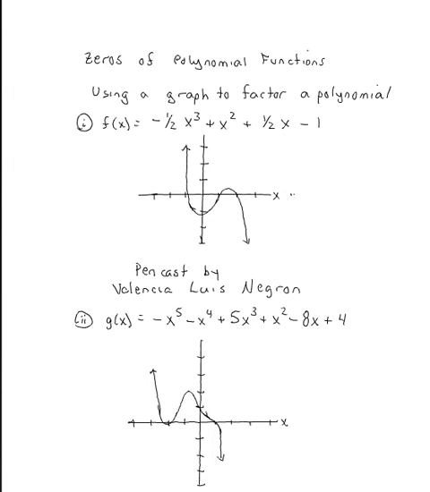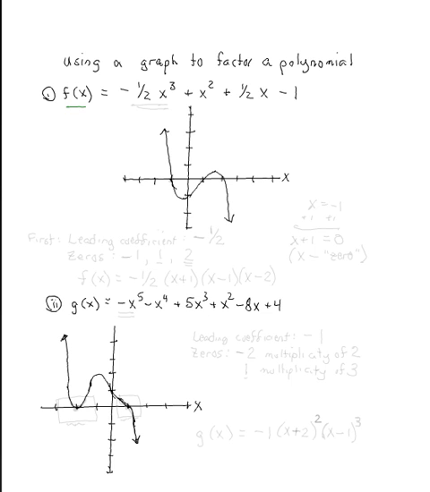Here we're taking a look at using a graph in order to factor a polynomial. So our first polynomial is a cubic. We want to use this graph to factor the polynomial f of x, where f of x is equal to negative 1/2 x to the third plus x squared plus 1/2 x minus 1.